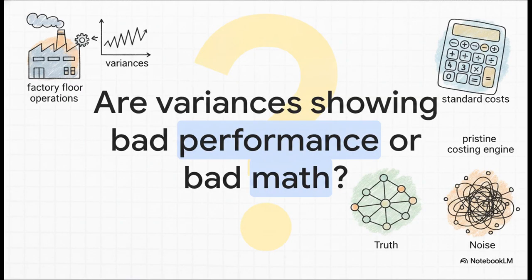To wrap things up, I want to leave you with a somewhat provocative thought to apply to your own operations. Take a look at your variance reports this month. If you're seeing massive variances and you know you haven't updated your standard costs recently, are those reports actually showing you bad performance on the factory floor, or are they literally just showing you bad math? A pristine costing engine gives you the truth, plain and simple. An outdated one just gives you noise.